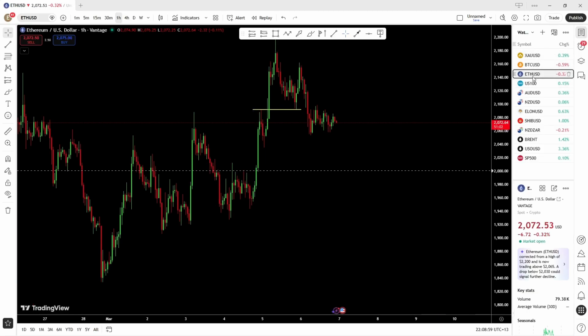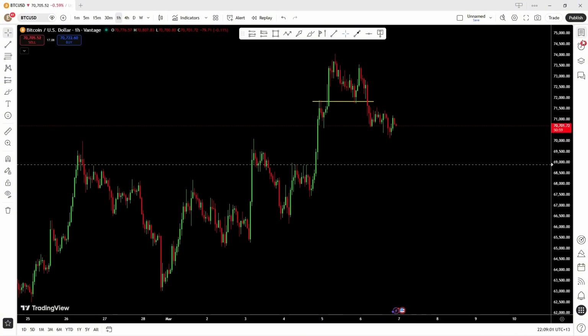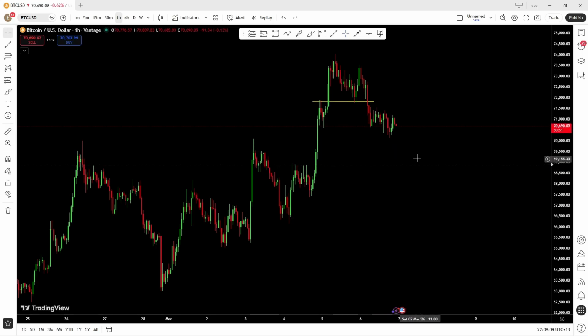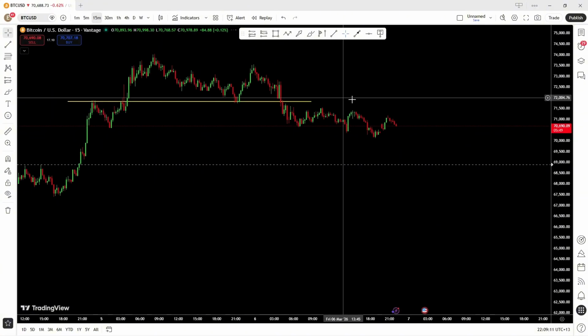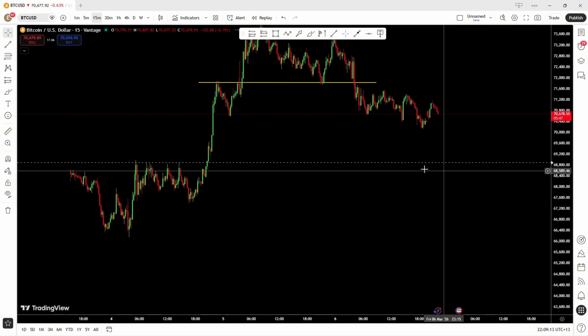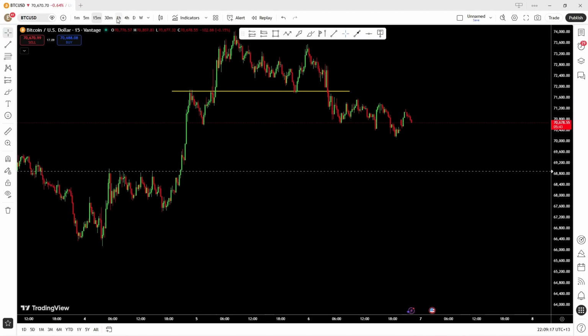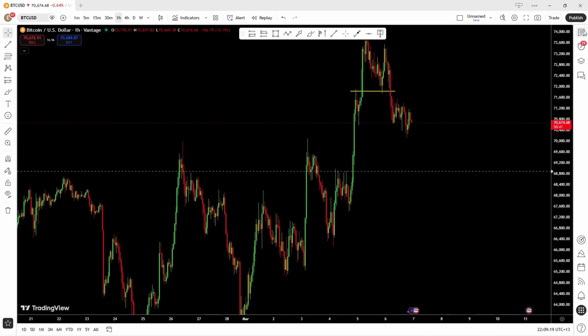I've already done that, as I said, on Bitcoin. So I'm waiting for these levels based on this hourly structure to come. I'm waiting for price to come down here, and then once price comes down onto this level, I'm going to drop down to the 15-minute and I'm going to monitor price action for an entry. And this is basically all you have to do.